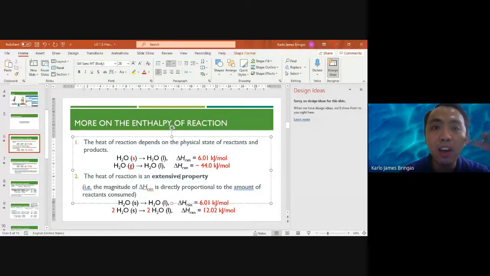Intensive, on the other hand, an intensive property is a property that does not change with the amount of substance. So an example of an extensive property aside from delta H reaction would be the mass. Definitely, if you have more substance, the mass is bigger. Weight is also an example of an extensive property. Volume is also an example of an extensive property.